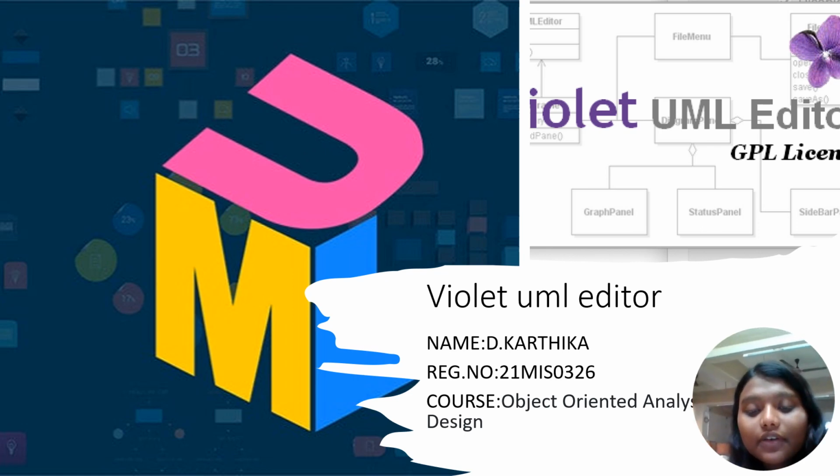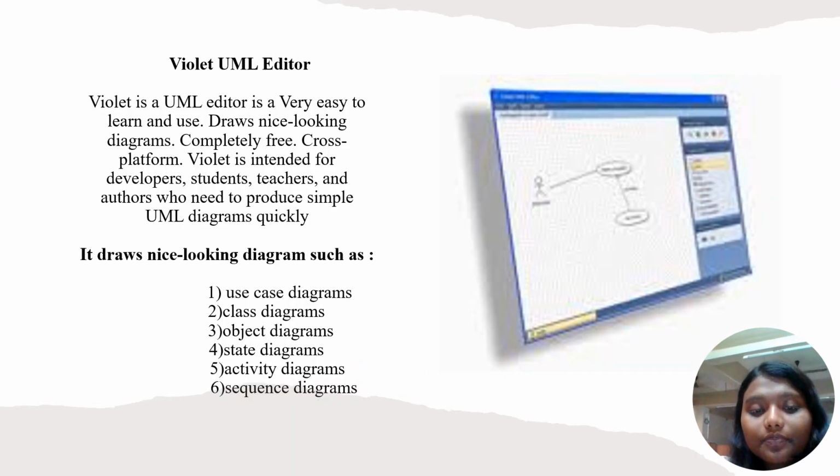Good afternoon to everyone. Today I'm going to talk about the Violet UML editor, which is an open source tool for object-oriented analysis. We can use it for diagrams. The first thing is, let me explain what the Violet UML editor is.